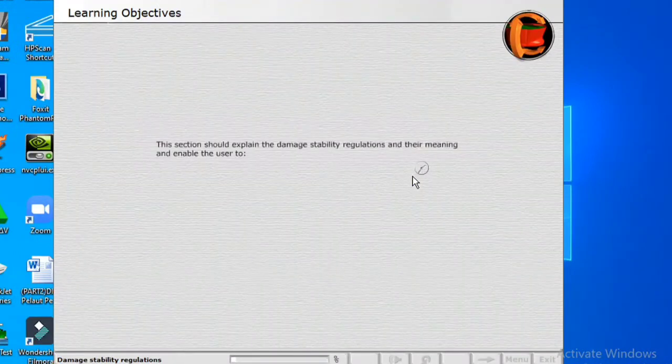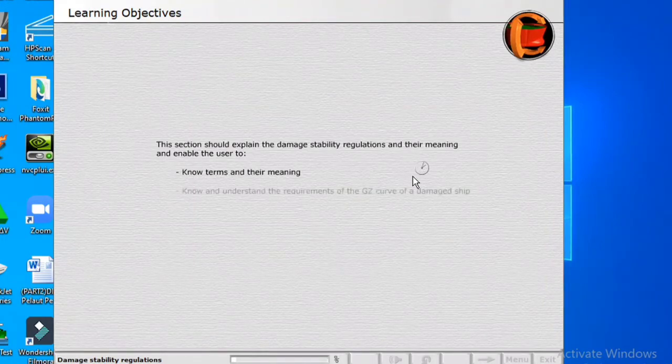This section should explain the damage stability regulations and their meaning, and enable the user to know terms and their meaning, know and understand the requirements of the GZ curve of a damaged ship.